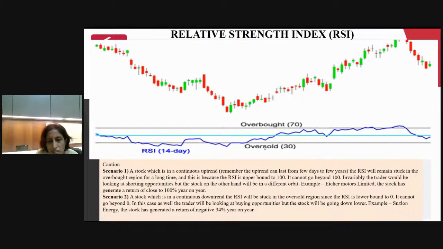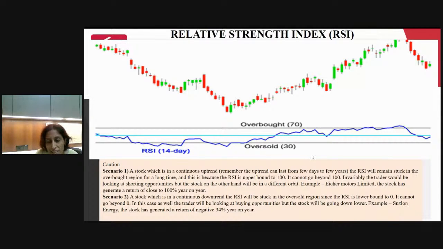In this case as well, the trader may be looking for a buying position, okay, but the stock will be going even lower and lower than that. So maybe you bought by looking at that oversold region, you have taken a long position, but maybe the stock is moving further down from there on. It might have hit that oversold region of 30 and you might think that this is the best time to take a long position and buy the stock. But it may be possible that you have bought it and that particular stock moves even below that particular price level.